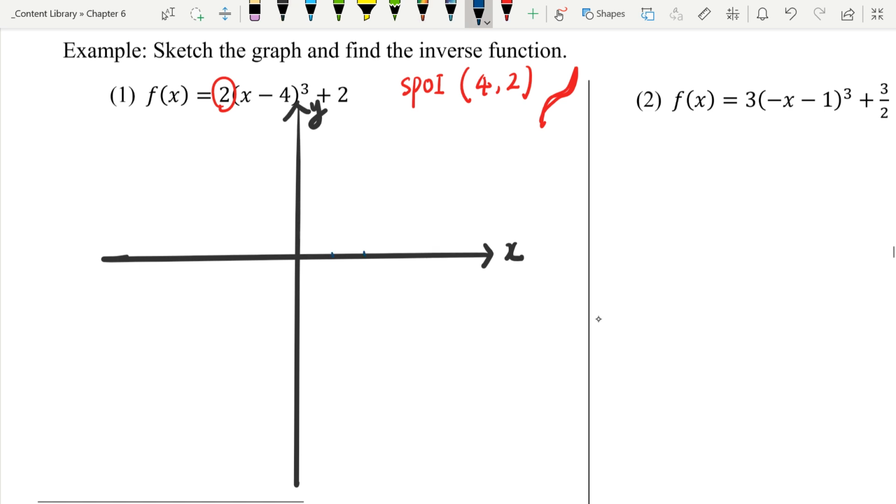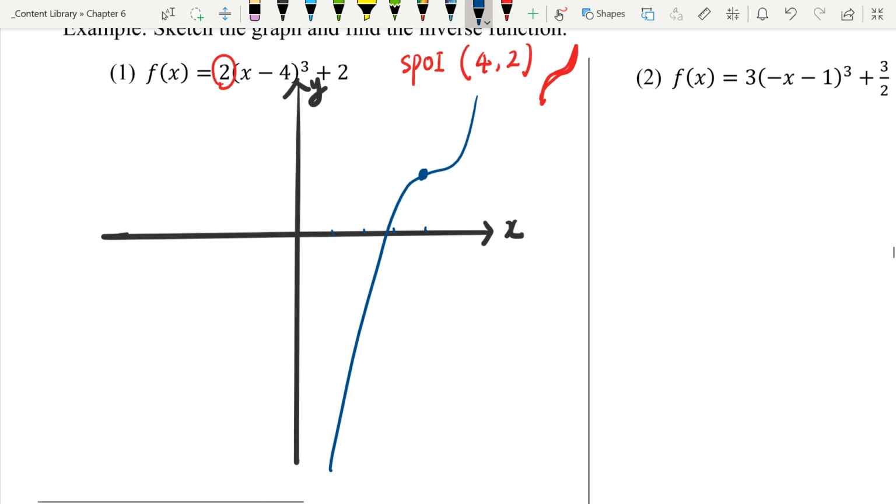So 1, 2, 3, 4. (4, 2) is this point, right? And we know it's an increasing shape, so it's some shape like that. Can you see the x and y intercepts? Don't sketch it yet, because I can delete it easily, but you can't. So this is the form, and I will solve for the x and y intercepts first.